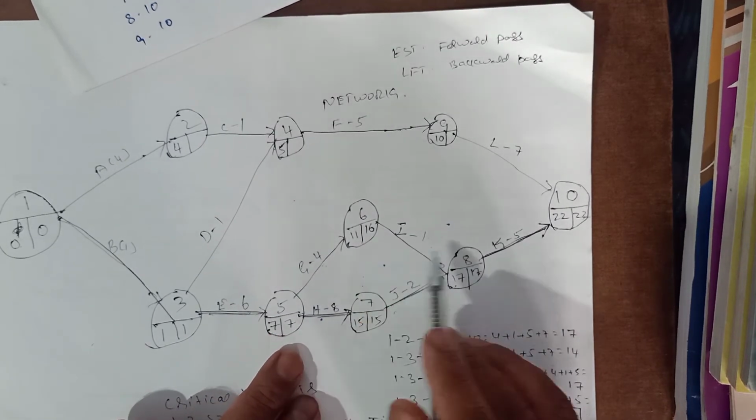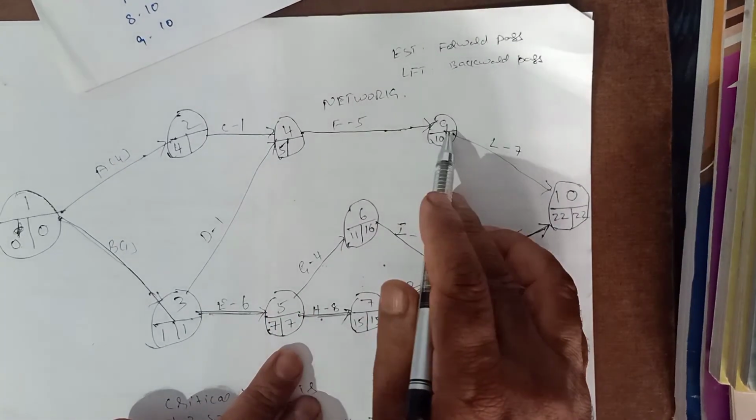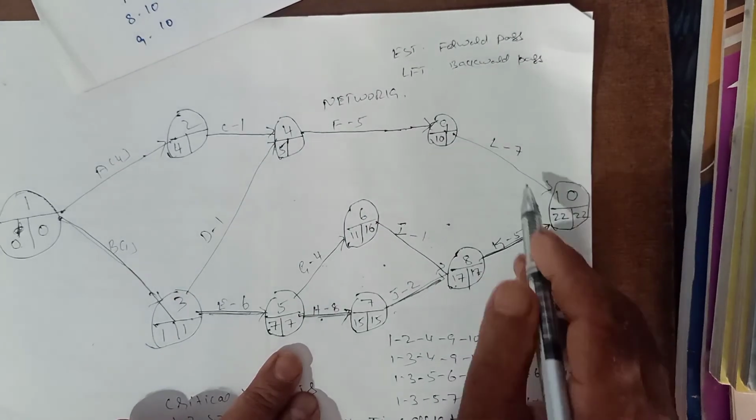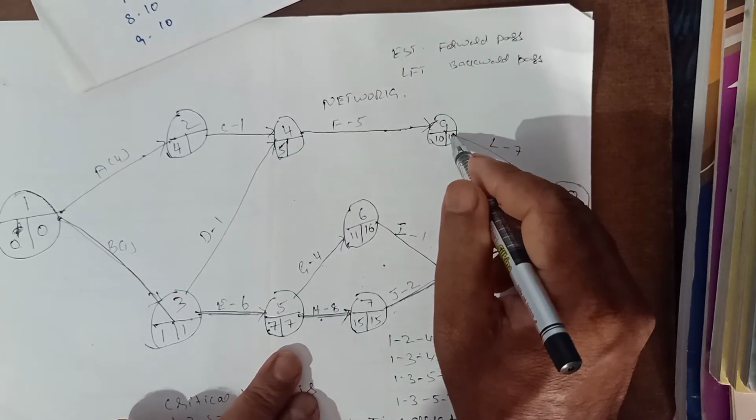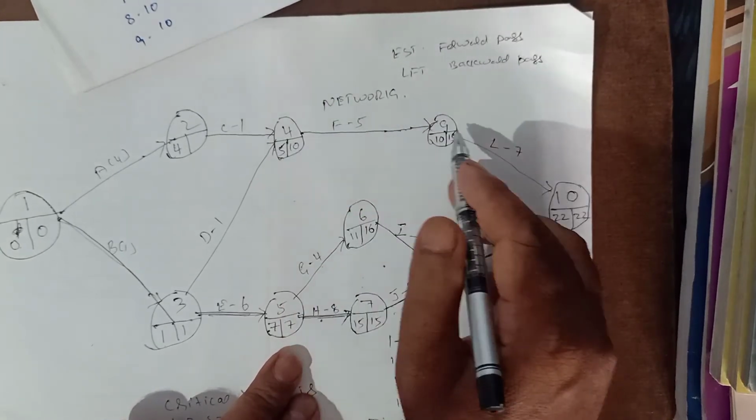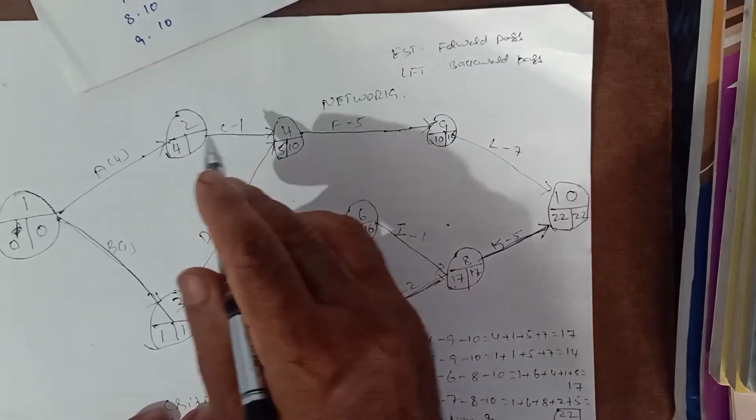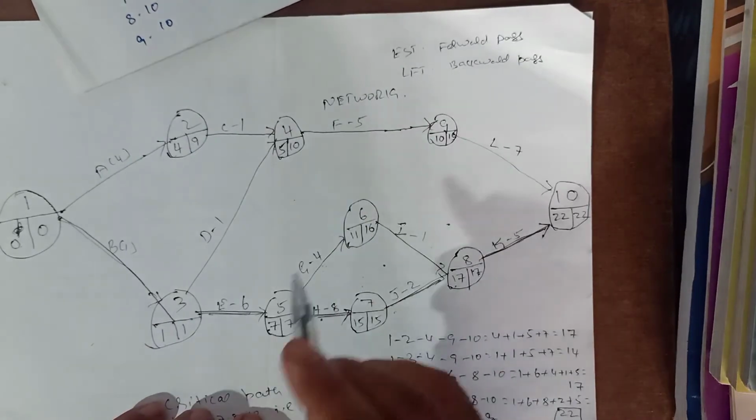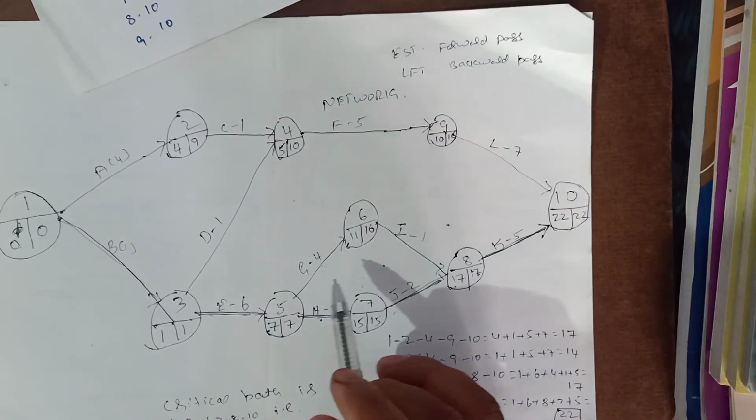This is the latest finish time. What is left here? 1, 2, 3. This is left. 22 minus 7, how much? 15. 15 minus 5 is equal to 10. 10 minus 1 is equal to 9. So this is the earliest start time and latest finish time.